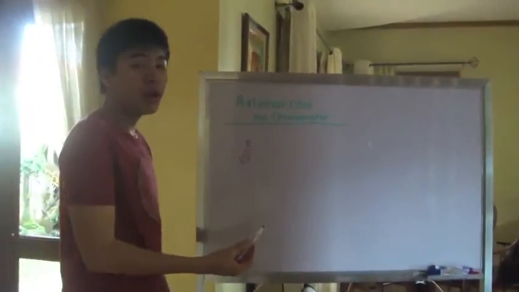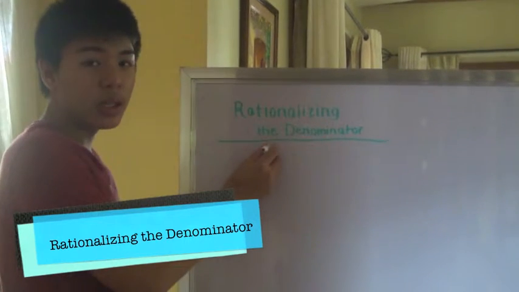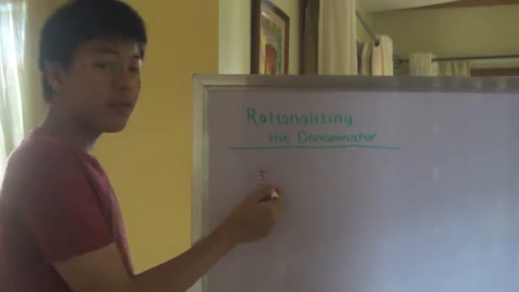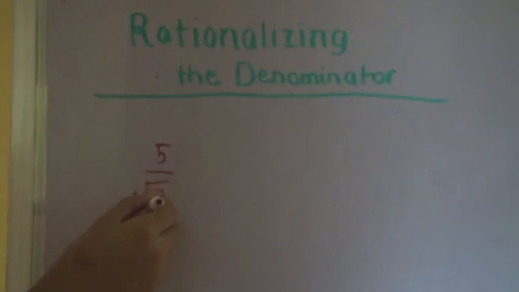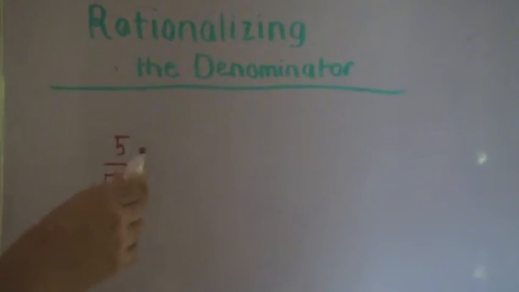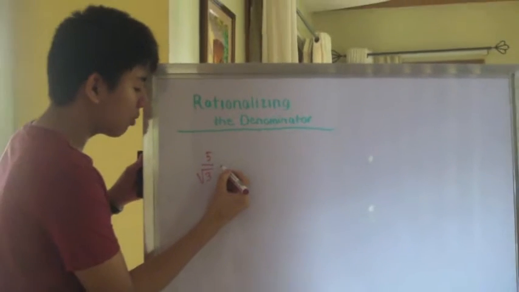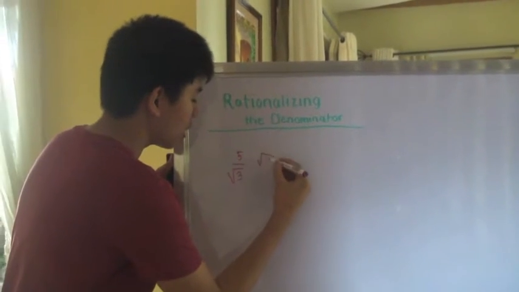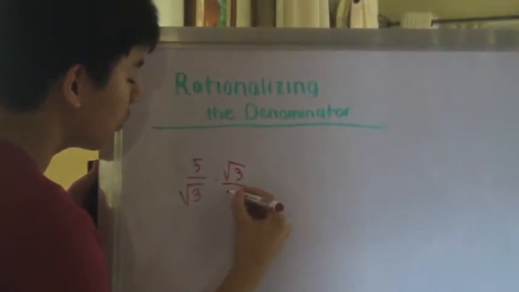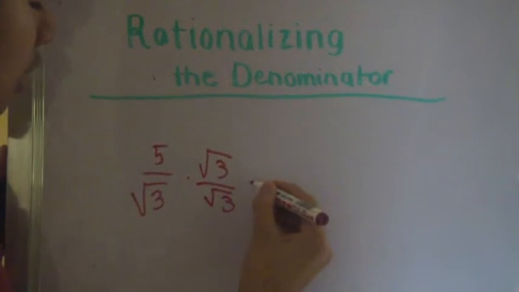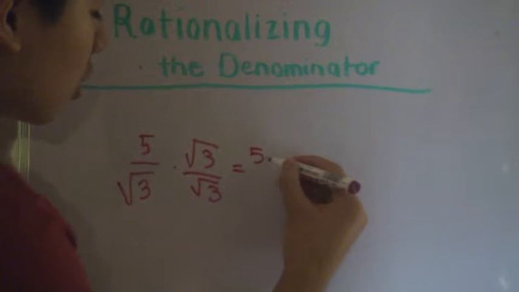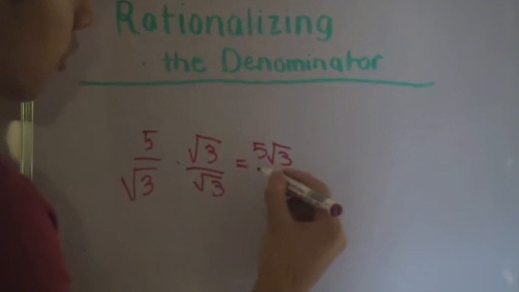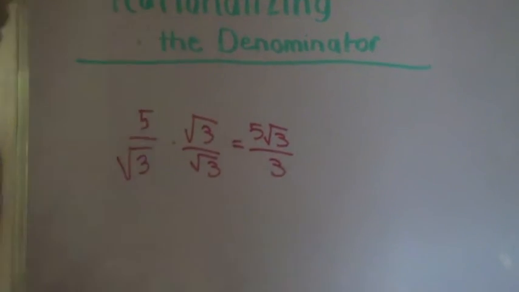Now I'll be teaching you how to rationalize the denominator. We have here 5 over square root of 3. This is not yet simplified because we have a radical sign here in the denominator. So what we do is multiply it by square root of 3 over square root of 3, giving us 5 times square root of 3 over 3.